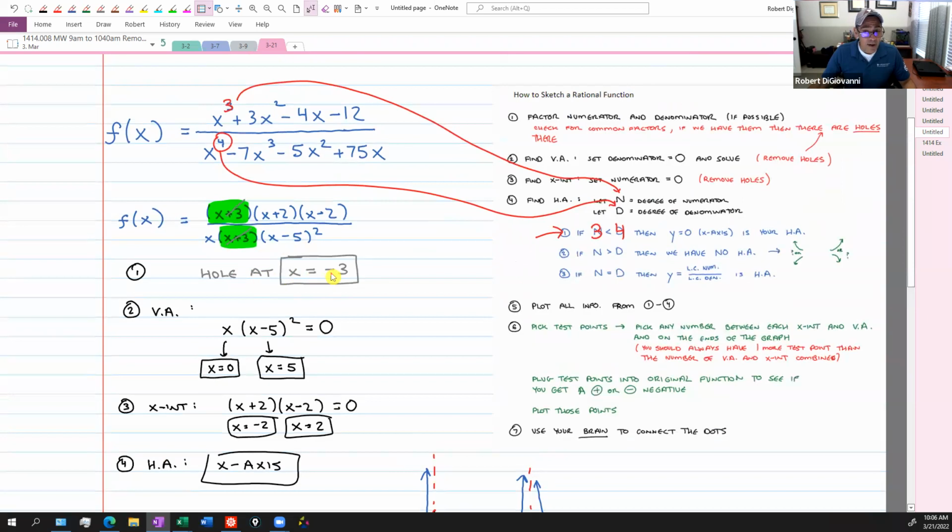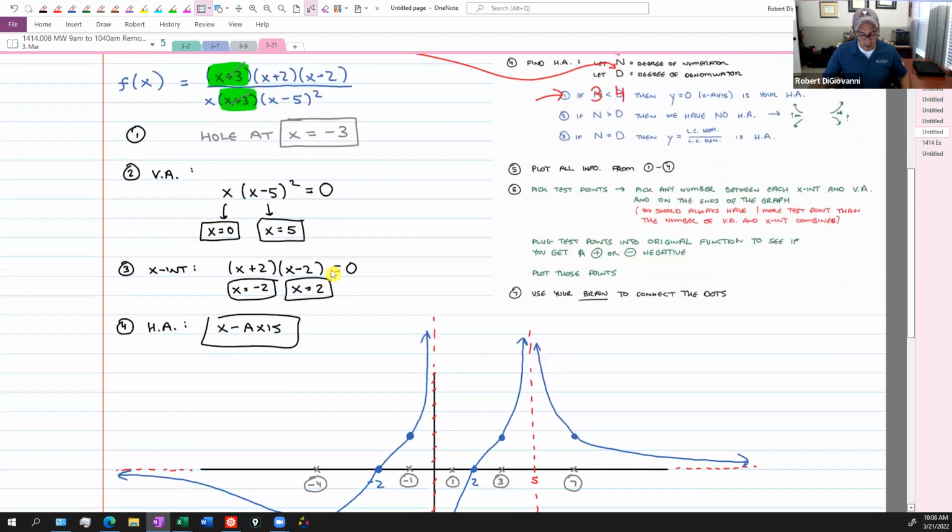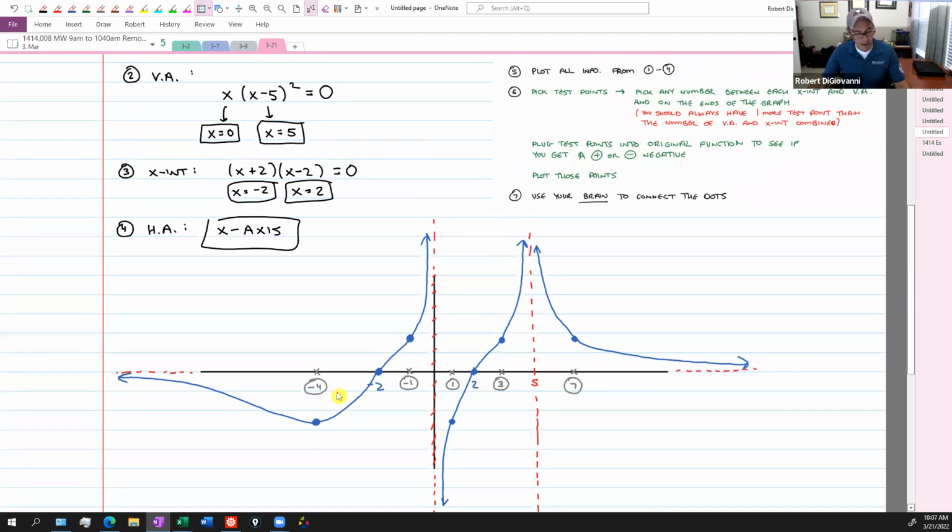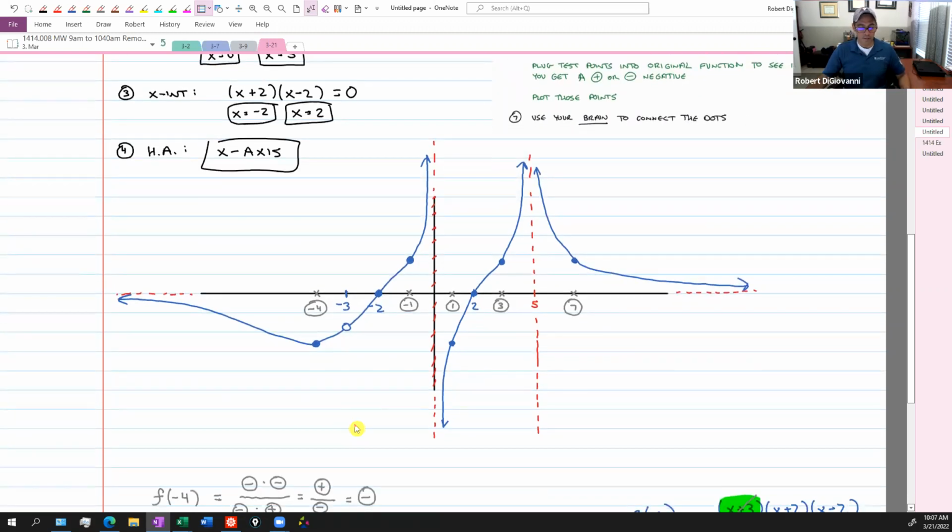At -3. So the way I'm going to do this is I'm going to go over here, right here at -3. Here's -3. My graph should have a hole right there, right? So what I'm going to do is erase this. I'm going to put a hole here and then have my graph go like that. There it is.